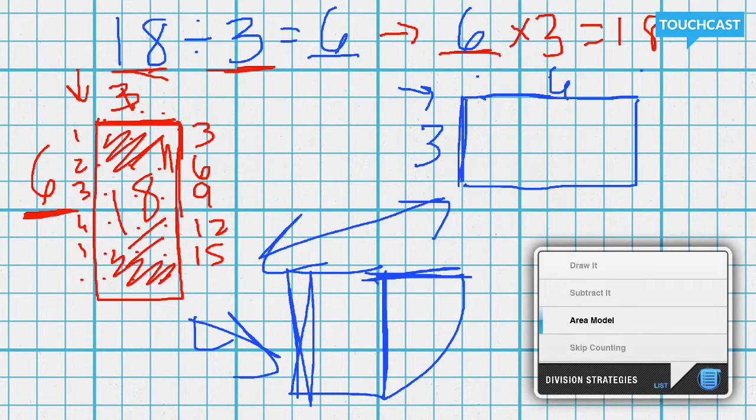But let's make sure this is 18 in the middle. 1, 2, 3, 4, 5, 6, 7, 8, 9, 10, 11, 12, 13, 14, 15, 16, 17, 18. So we were correct. If yours looked like this, amazing job. I am super proud of you.